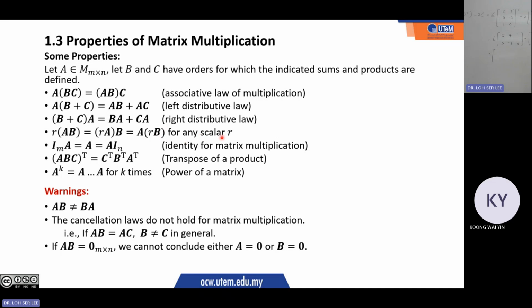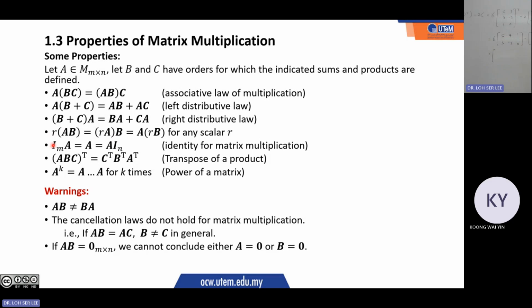For any scalar R, this one is R times A times B. This scalar will only be multiplied to one of them, either A or B. Because this is A times B, not A plus B. If it were A plus B, R must be multiplied to both. But this is multiplication, so R will be multiplied to only one of them, either A or B.